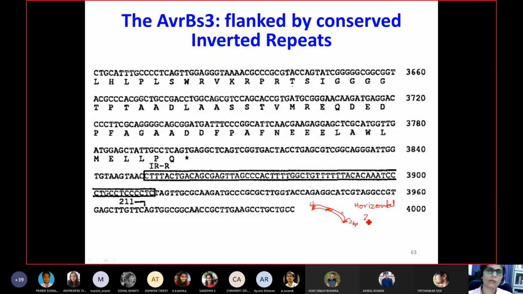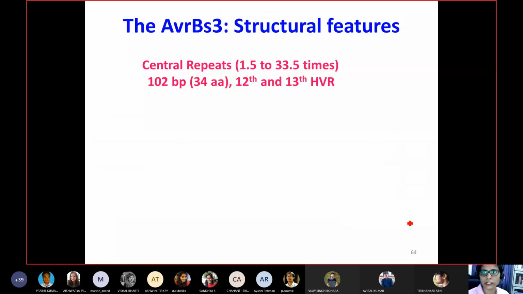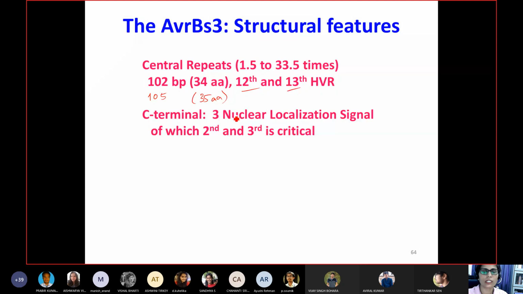Now coming to the summary of what we have talked about so far, especially the TAL or avirulence gene: it has repeats, and these repeats can vary from 1.5 to 33.5 times. The base pair can be 102 or maybe 105, and from 34 to 35 amino acids, and basically the 12th and 13th contain the hypervariable region. In the C terminus, they have three nuclear localization signals, of which the second and third are critical, and this was proved based on the experiment.